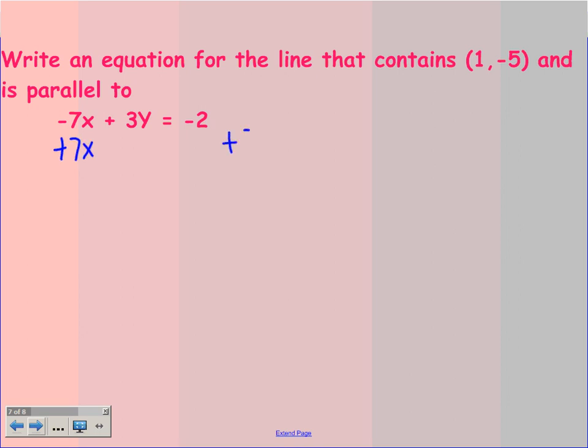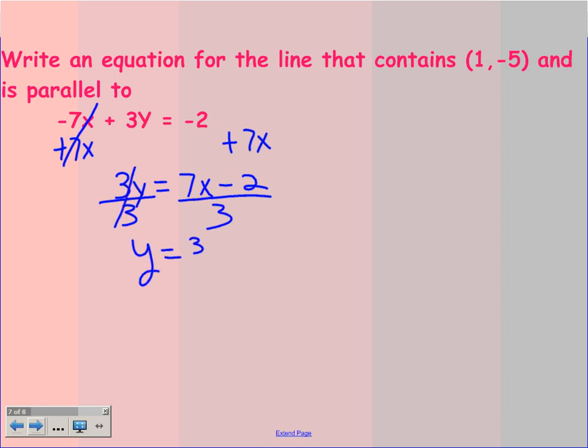So let's go ahead and add 7x to both sides, because I know that I'm solving for y. 3y is equal to 7x minus 2. Divide through both sides by 3. y is equal to 7/3 x minus 2/3. As far as the m value is concerned, our m is 7/3.